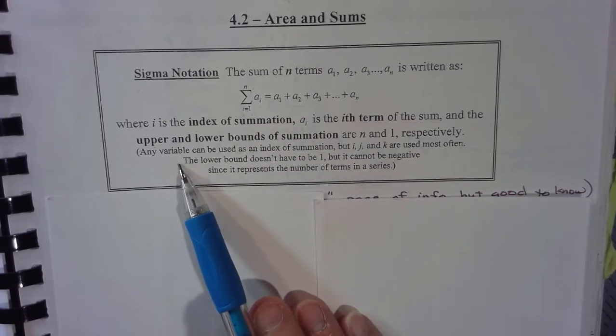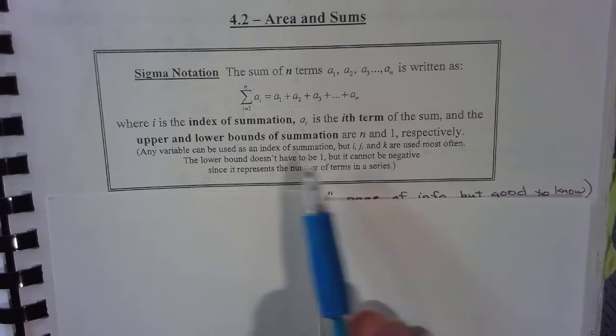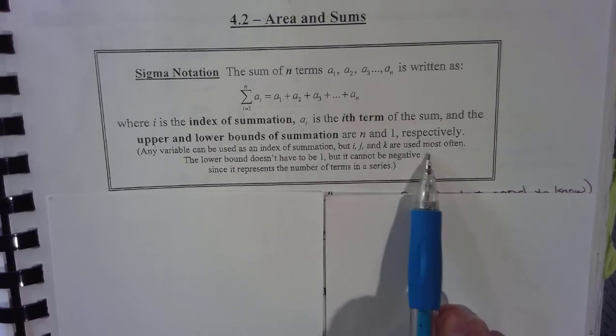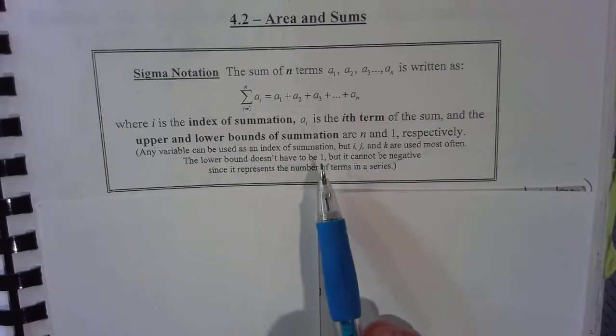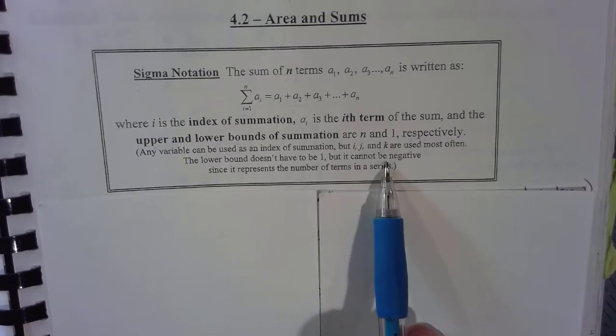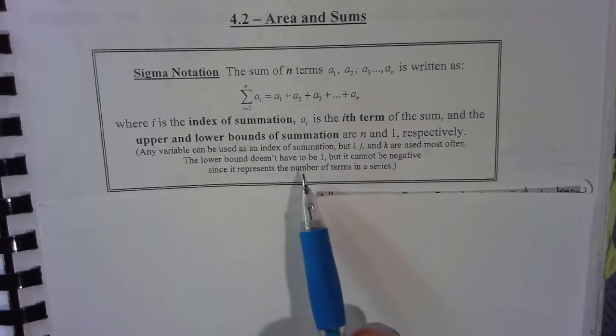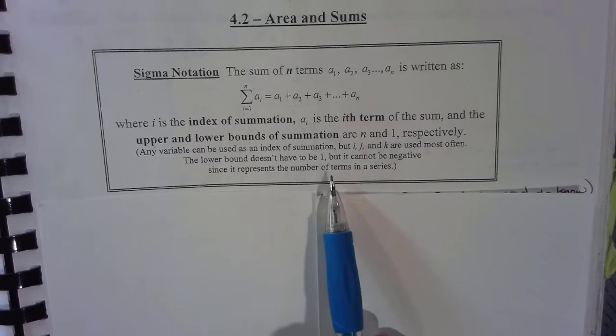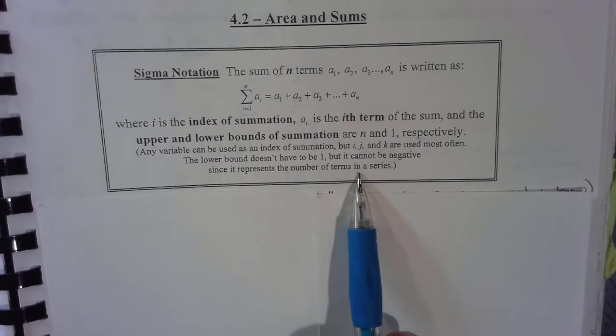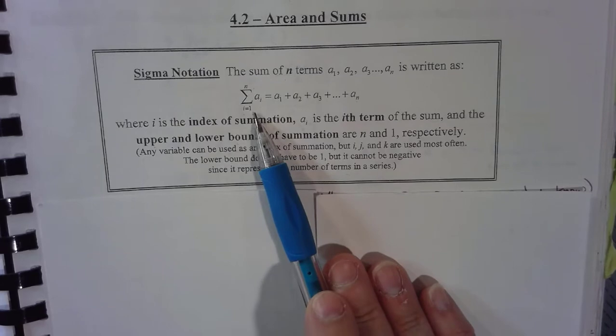Now, any variable can be used as an index of summation, but i, j, and k are used most often. The lower bound doesn't have to be 1, but it cannot be negative because it represents where we are in our number of terms in a series, if we're on the first term or we're on the fifth term, etc.